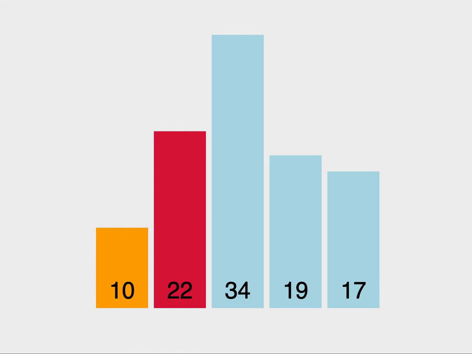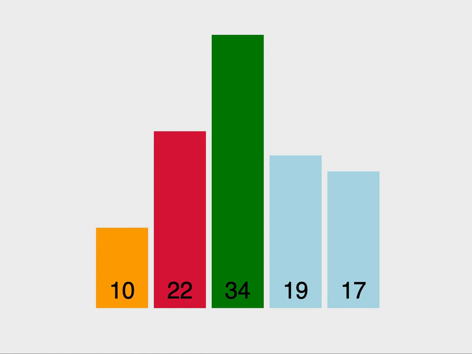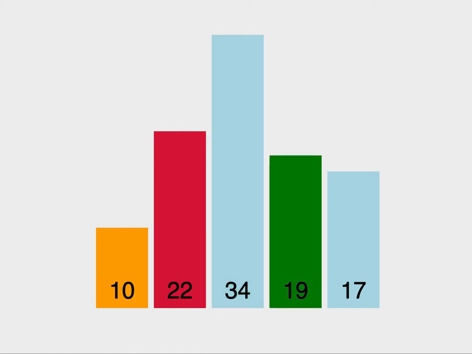Starting at 22, we're going to assume that that is the index where the smallest value resides. Then we compare it to 34. We ask ourselves, is 22 less than 34? It is, so the smallest value remains at the index of 22. Then we compare 22 and 19. Between 22 and 19, 19 is less than 22, so the smallest index now becomes the index of the value 19.